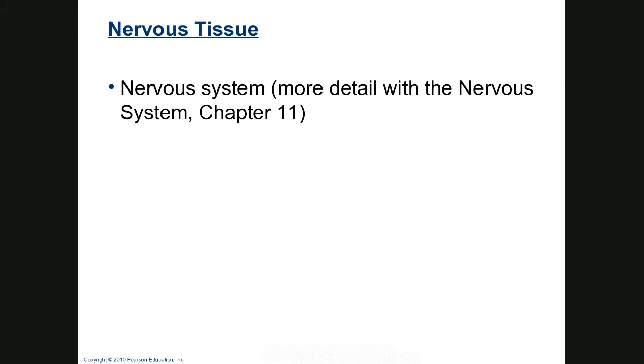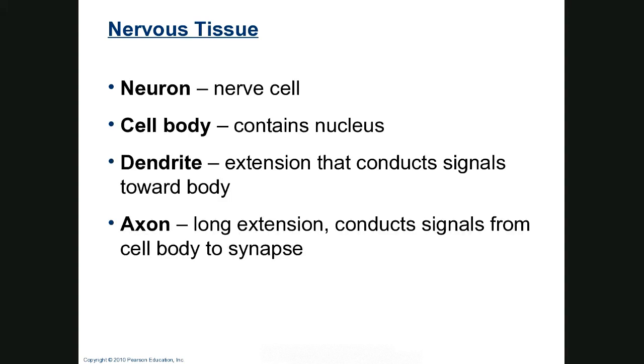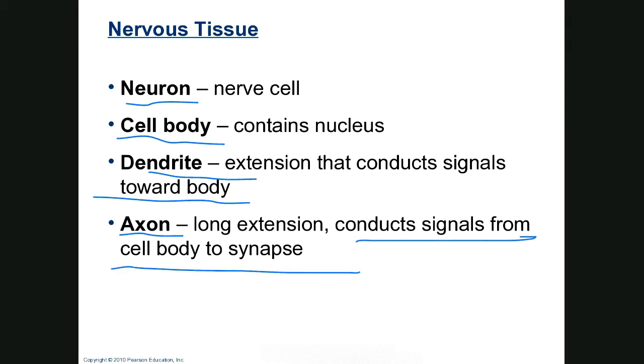Okay, the nervous tissue, and this is the understatement of the century. We'll discuss it more in chapters 11, 12, 13, 14, and 15. But the basic cell, the active cell of the nervous tissue is a neuron. Dendrites conduct signals toward the body. Axons are long extensions, and they conduct signals away from the body out to a synapse or to an effector, which is actually a cell that does something, like a muscle.